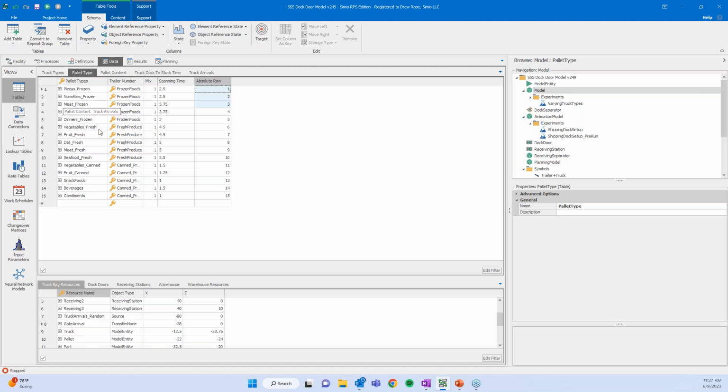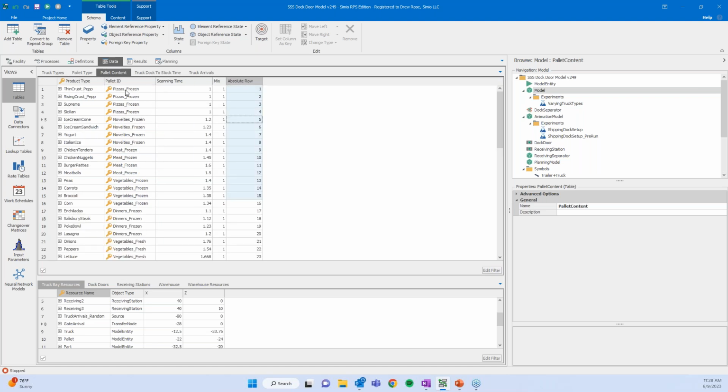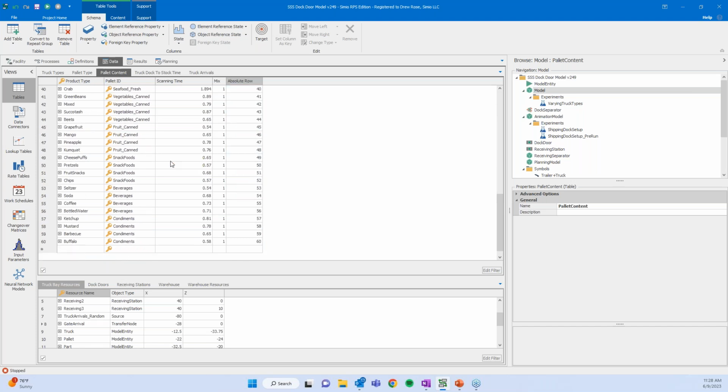So they could have frozen pizzas, novelty items, meat, vegetables, dinners. And by each trailer type, what types of pallets could be on that? And then taking it one step further, by each pallet type, what types of products are on that pallet? So our frozen pizzas, we could have thin crust, my personal favorite, rising crust, supreme, Sicilian. And this goes on for all of our different object types, and you go on from there.